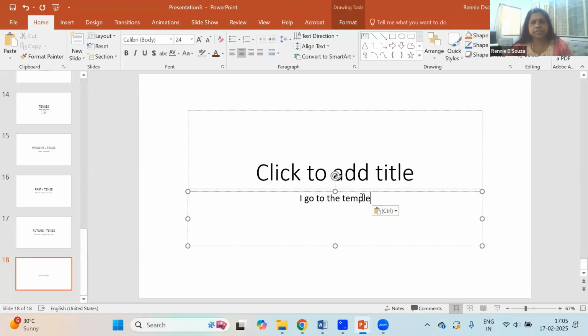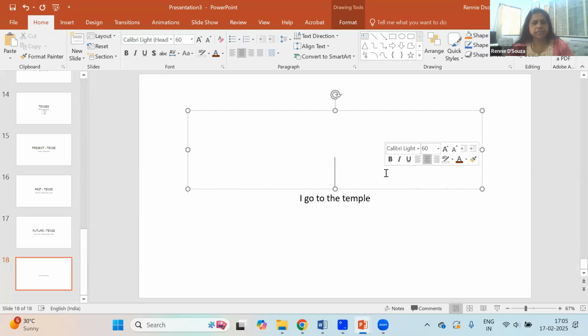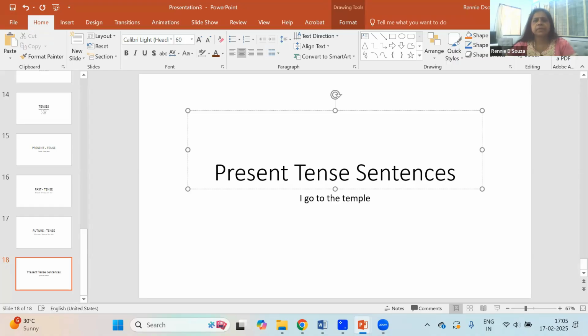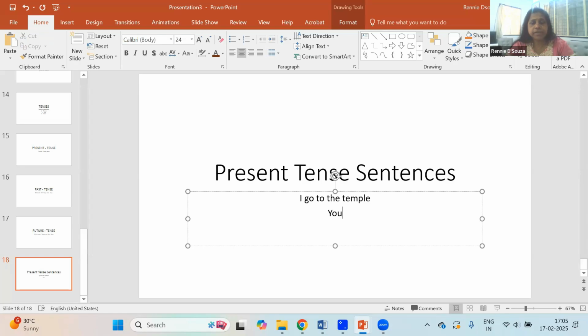Now going next, we will see how to form other sentences in present tense. So far we have seen only the first person, I and we. We have done the sentence using I: I go to the temple. That is singular, I is singular. Now, we go to the temple. We is plural, right? That is first person, I and we.